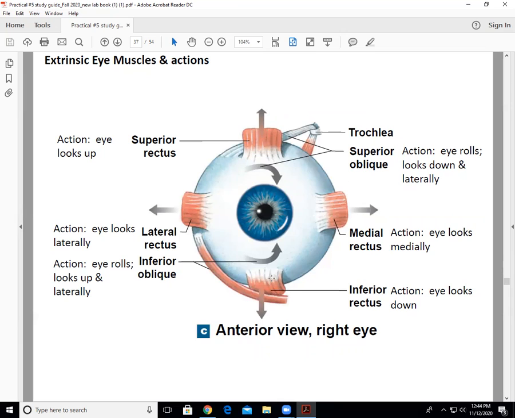Yes? Are those skeletal or smooth muscles? Those ones up there? I would say these are actually considered skeletal. You do have some voluntary control of moving your eyes.